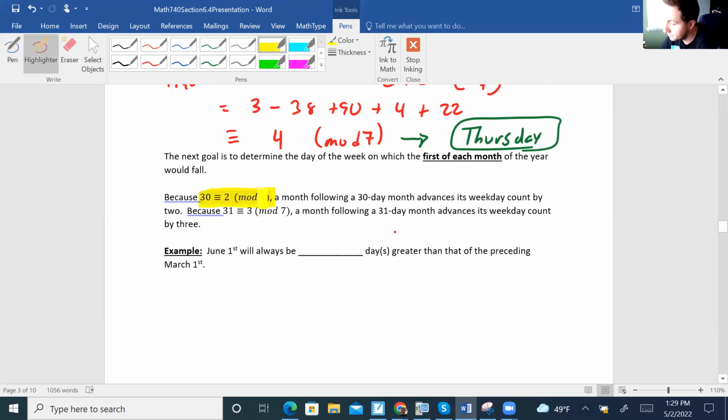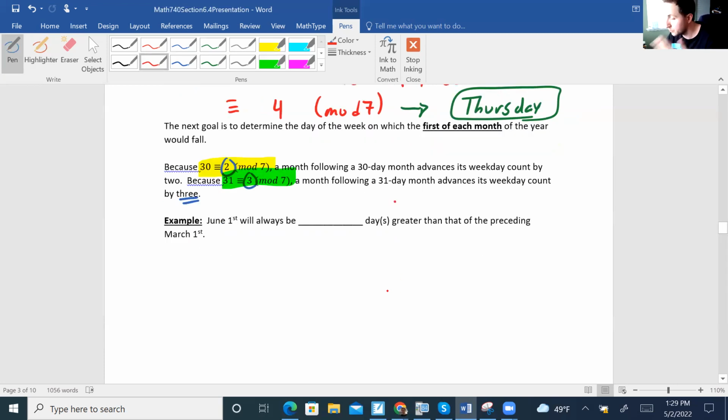So that would mean a month that follows a 30-day month would advance its weekday count by 2. Whereas if you're in a 31-day month, like March, and you want to go to the next month, like April, 31 is congruent to 3 mod 7. So any month following a 31-day month is going to advance its weekday count by 3. Just coming from these two congruences right here, let's fill in the blank. June 1st will always be how many days greater than the previous March 1st? It helps to sketch it out.